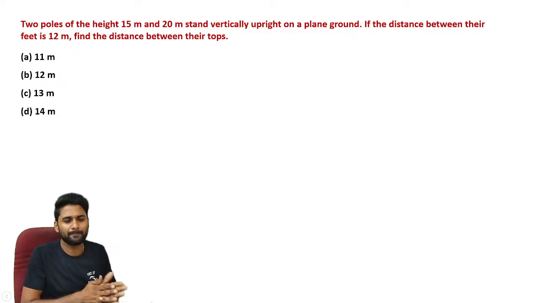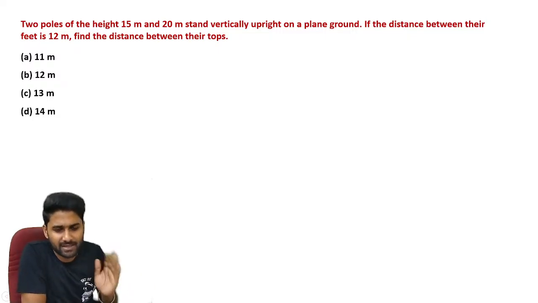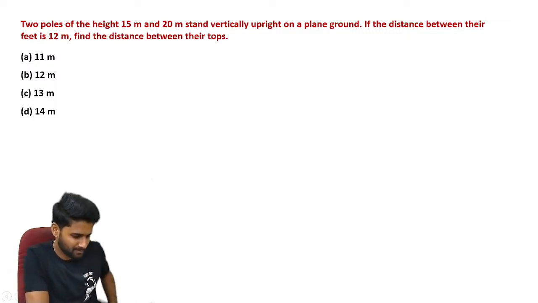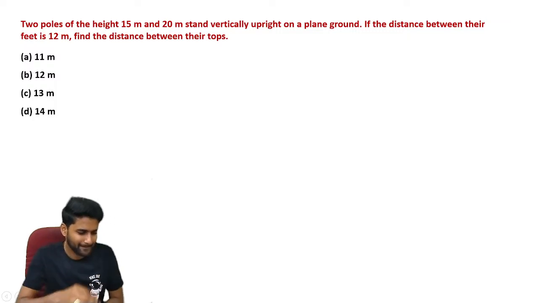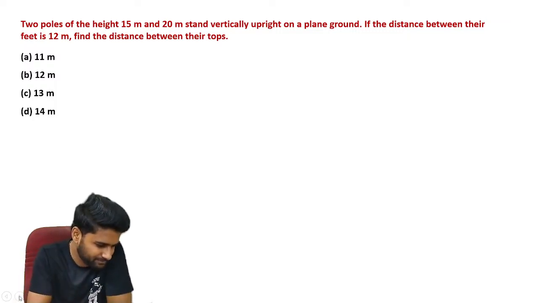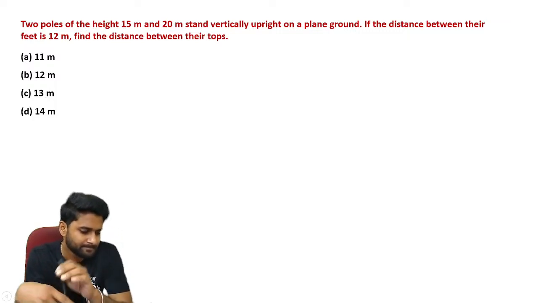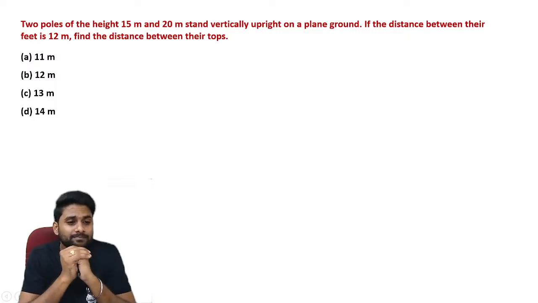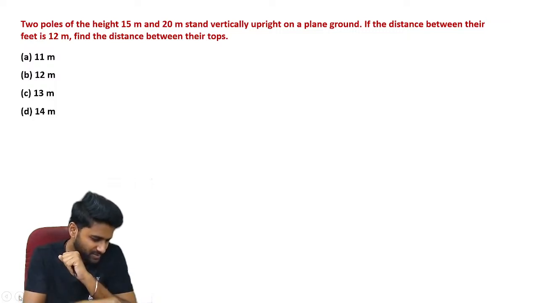Next, move on to this question. So again, check this question here. Two poles of height 15 meters and 20 meters stand vertically upright on plain ground. If the distance between their feet is 12 meters, find the distance between their tops. So try to answer this question.